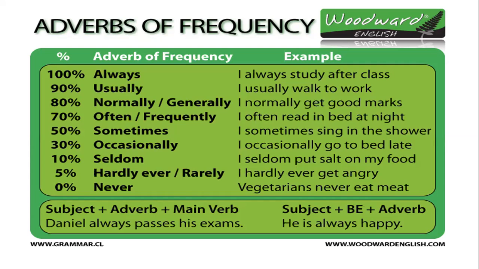But also I can have subject plus be plus adverb. Vea que la estructura me cambia cuando yo estoy utilizando el verbo be. Aquí el adverbio va hasta el final. Solamente cuando estoy utilizando el verbo be, el adverbio va al final. Porque la fórmula es subject plus be plus adverb. He is always happy. No podemos decir he always is happy. No, he is. Decimos he is always happy. That's the way it is. He, subject, is, be, and then the adverb, always.